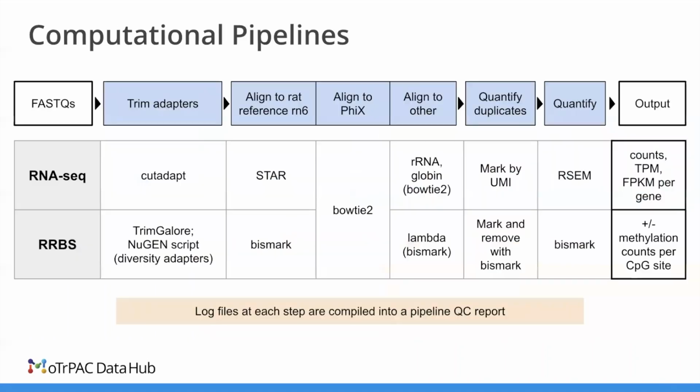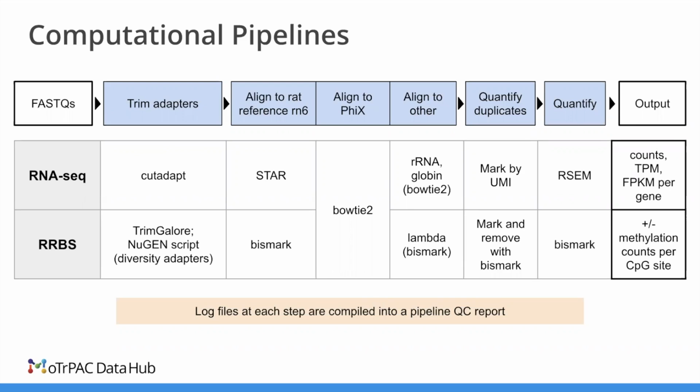After deep sequencing, the raw files go through similar pipelines to quantify the results. You can see the particulars of the software used at each step in the table below, but the general workflow is to trim adapters, which includes diversity adapters in RRBS library reads. Then we align those reads to the rn6 rat reference, as well as genomes of known contaminants, including spike-ins.